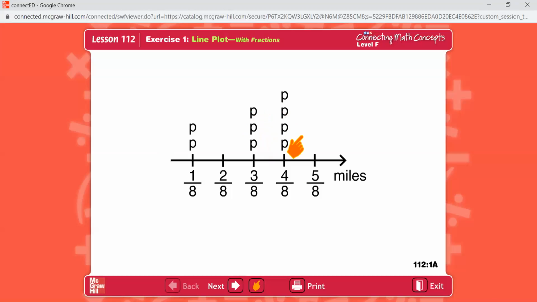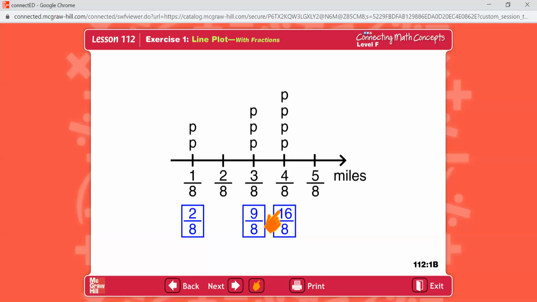In part A, figure out the total for each column. Leave your answers as eighths. Here's what you should have. 1/8 plus 1/8 equals 2/8. 3/8 plus 3/8 plus 3/8 equals 9/8. 4/8 plus 4/8 plus 4/8 plus 4/8 equals 16/8.